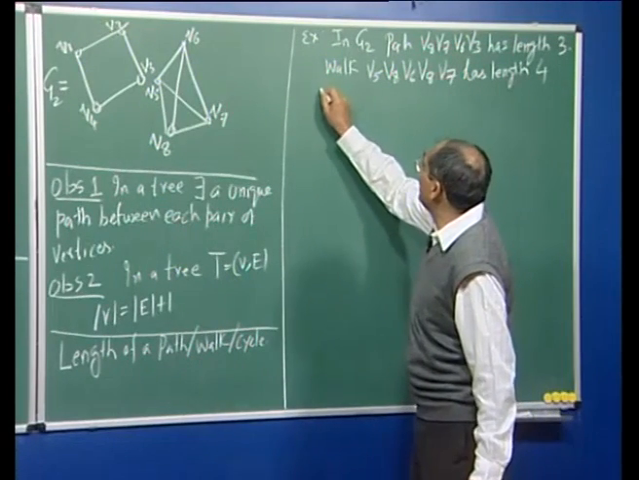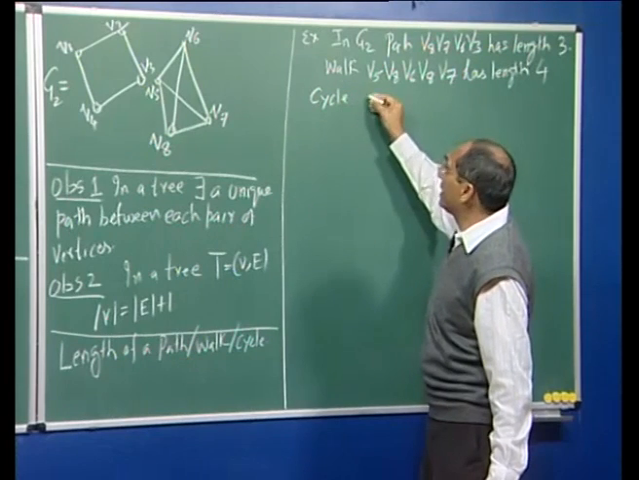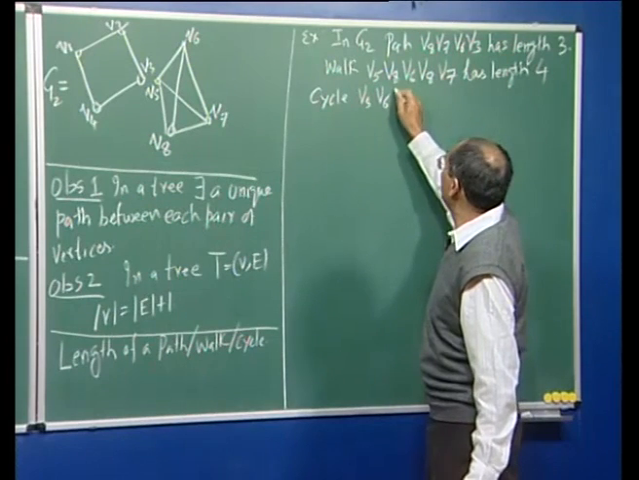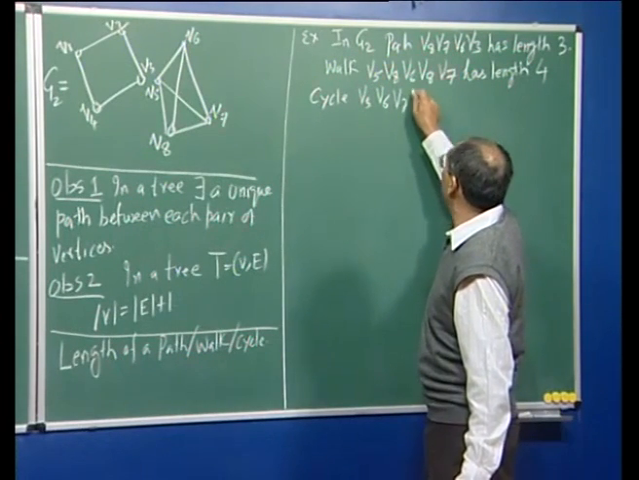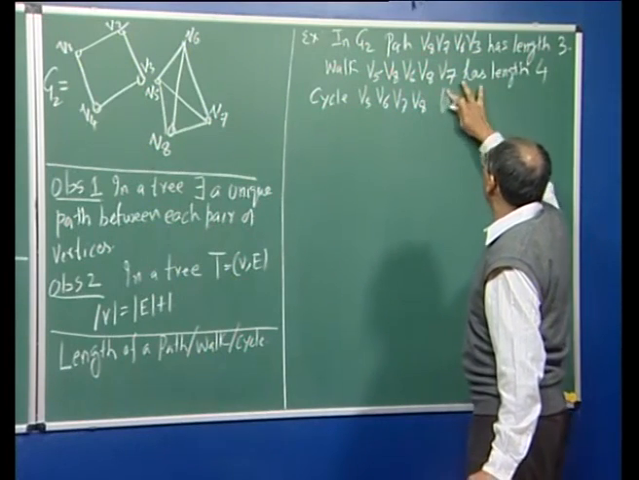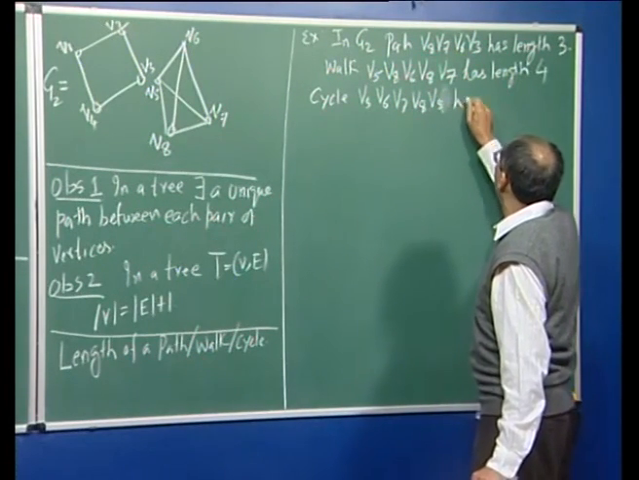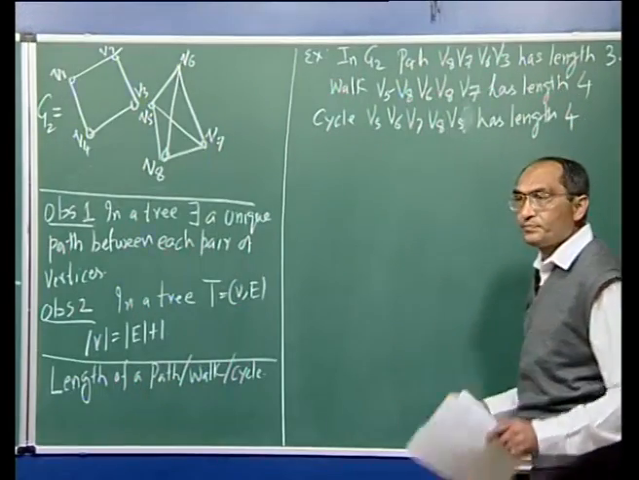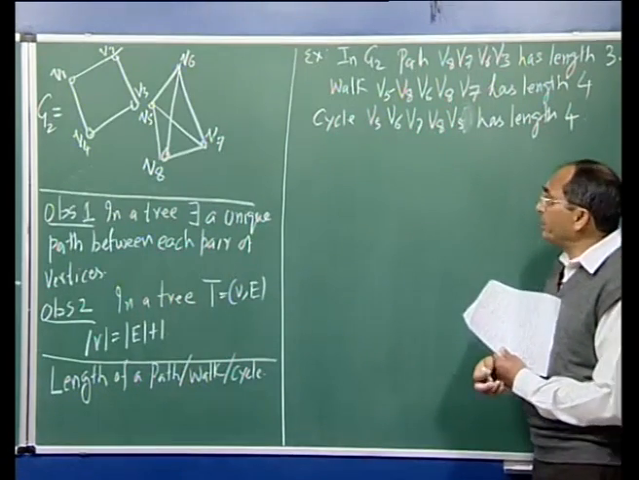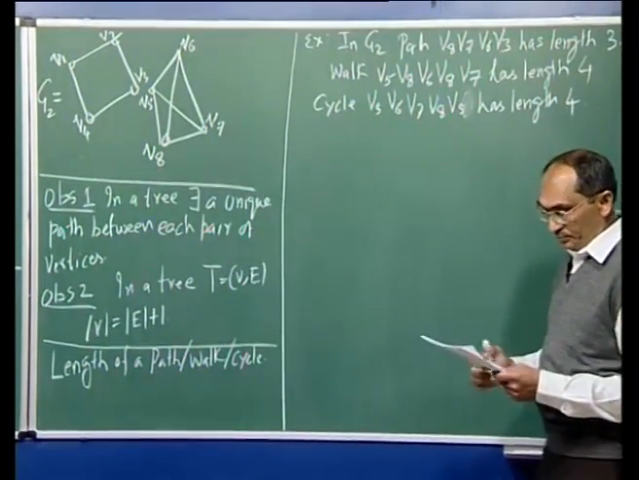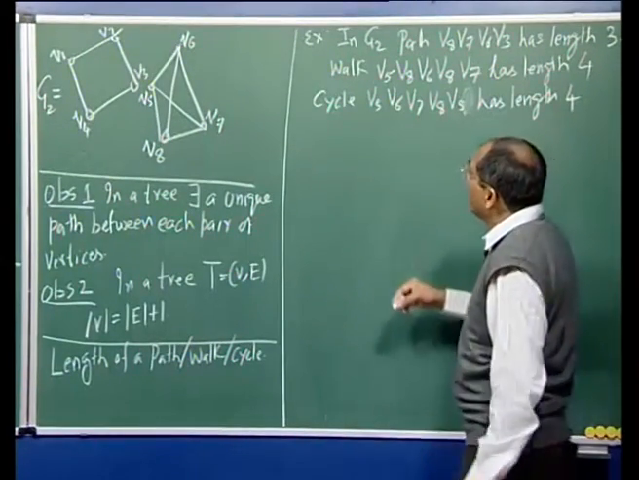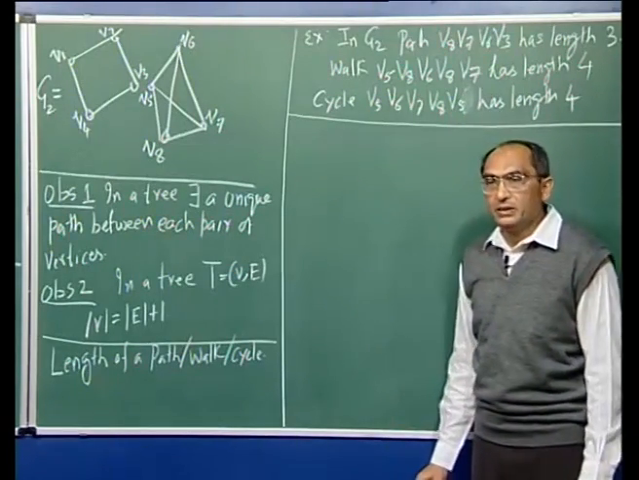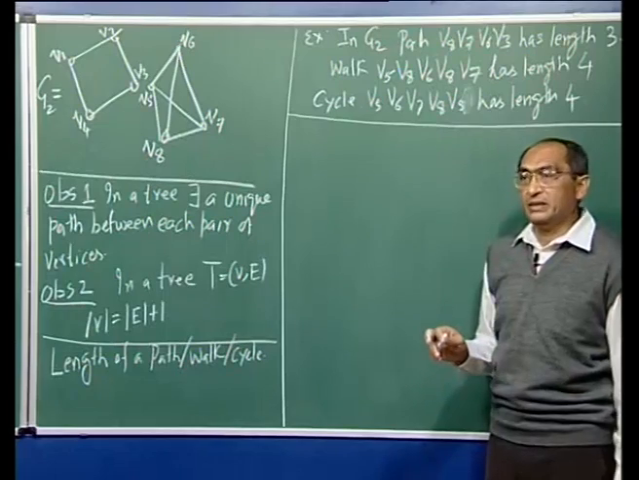In case of a cycle, V5, V6, V7, V8 followed by V5 has length 4, because there are 4 edges on it. Now, related to the notion of length, we describe the notion of distance.